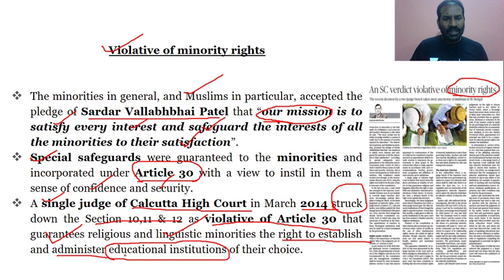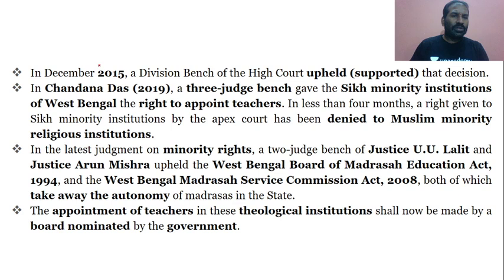So from a prelims point of view, note Article 30, sections 10, 11 and 12, and how they can administer. This is very important, because we will be talking about this word administer in the later part of our discussion. So, how they can administer the educational institutions. But this was struck down by the Calcutta High Court in 2014. And in December 2015, a division bench of the High Court upheld, in the sense it supported, that decision, which concerns the guarantee of the administration of educational institutions.